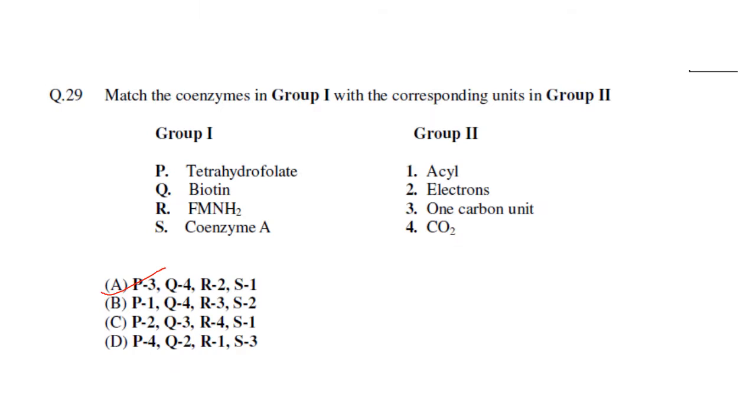Next one. Match the following in group 1 with the corresponding unit in group 2. Tetrahydrofolate, 1 carbon unit. Biotin, carbon dioxide. FMNH2, electrons and coenzyme A, acyl. So answer is option A, P3Q4R2S1.